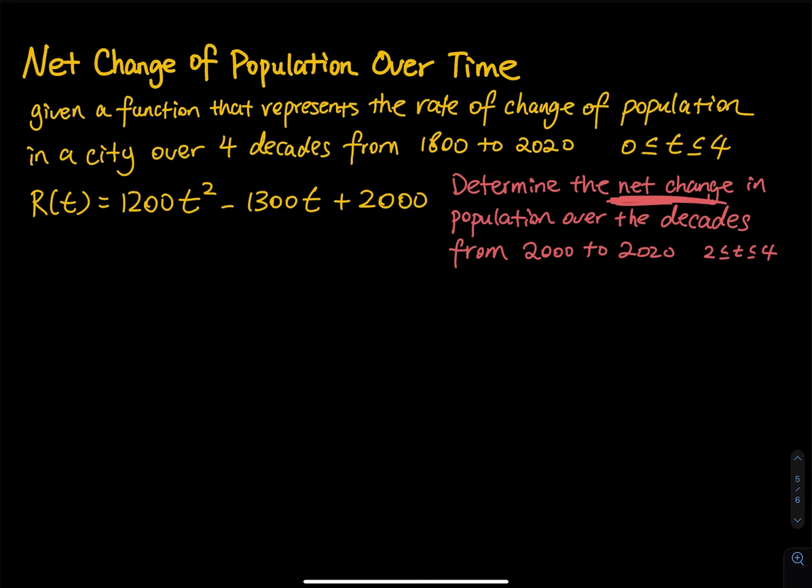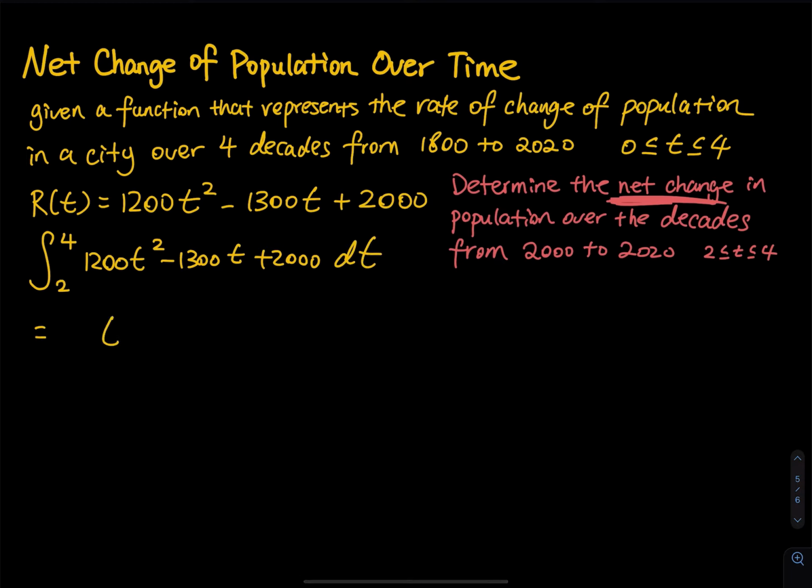So all you have to do is take the integral, with t going from 2 to 4, of 1200 t squared minus 1300 t plus 2000, dt. Okay, let's just integrate. So we have t to the third, and then 1200 divided by 3, minus t squared, and then 1300 divided by 2, plus 2000 t, such that t goes from 2 to 4.